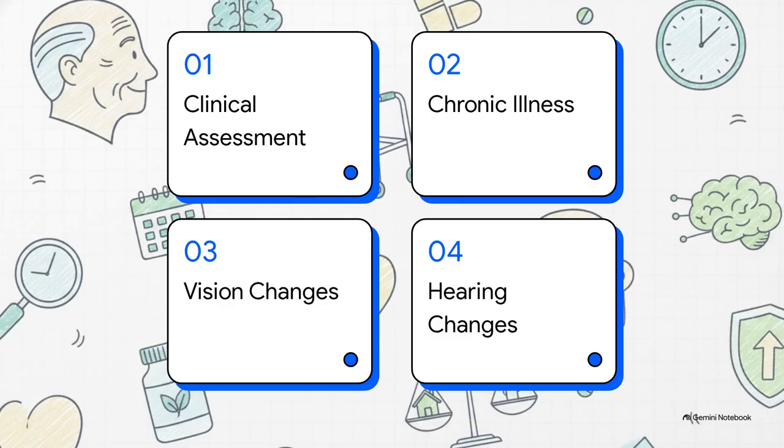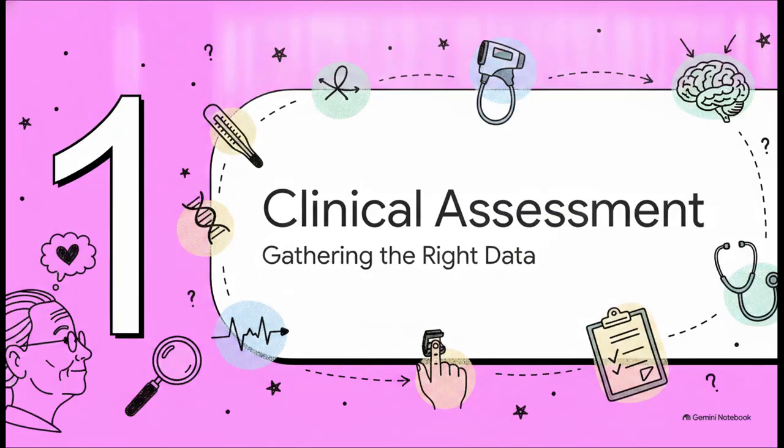All right, let's quickly glance at our agenda for today. We're covering 4 main areas. 1. Clinical cues and assessment. 2. Navigating chronic illness. 3. Age-related vision changes. And 4. Age-related hearing changes. Starting right off with Section 1, Clinical Cues and Assessment and Gathering the Right Data.